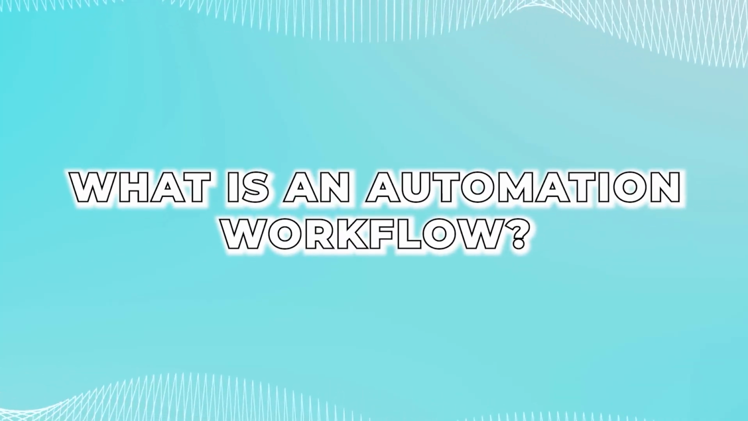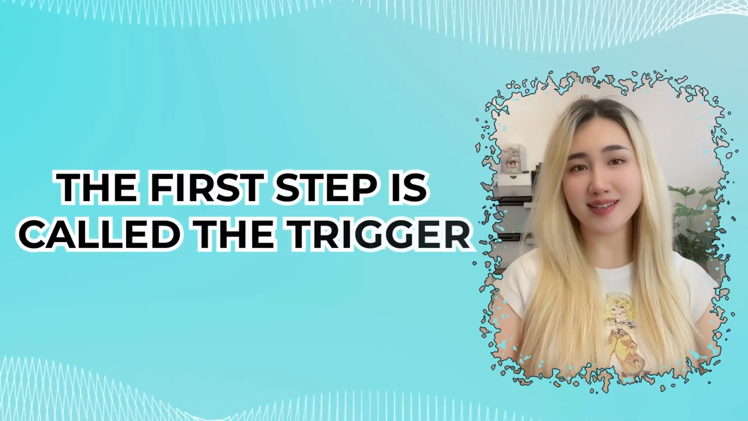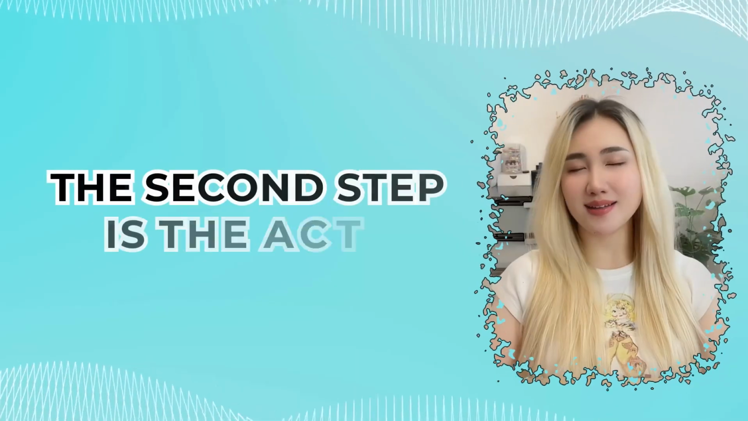So, let's first talk about what an automation workflow is. It's a series of connected steps where one app triggers an action in another, making tedious processes a thing of the past. The first step is called the trigger. It's like flipping the switch that starts everything. For example, maybe a customer fills out a form on your website, or you get a new email. And the second step is the action. That's what happens automatically, like adding the customer to your CRM system, or sending your team a notification.